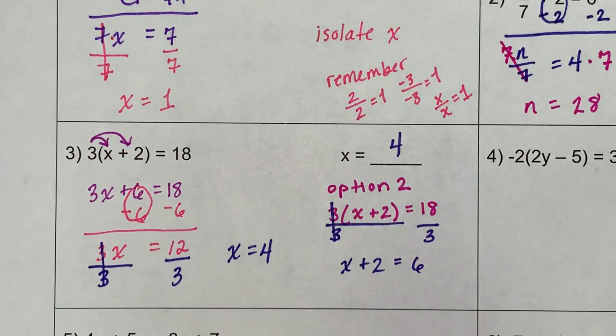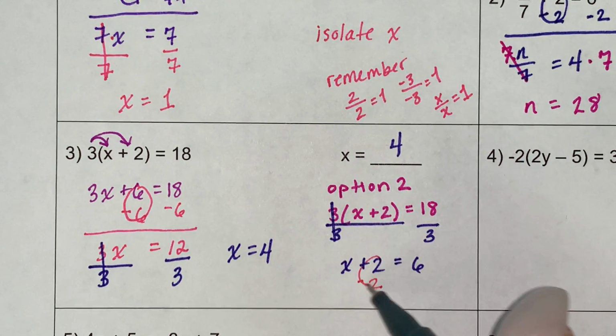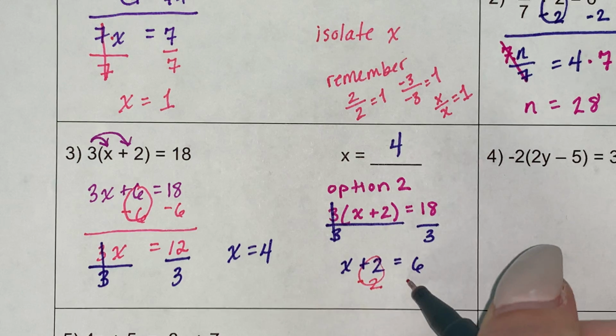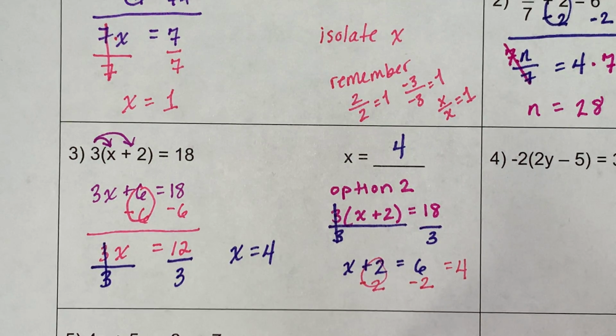And now I just need to move this positive 2 to the other side, so I'm going to zero it out by doing minus 2. And so I'm going to get that x is equal to 4, which was the same answer I got over here. But just so you can see another option.